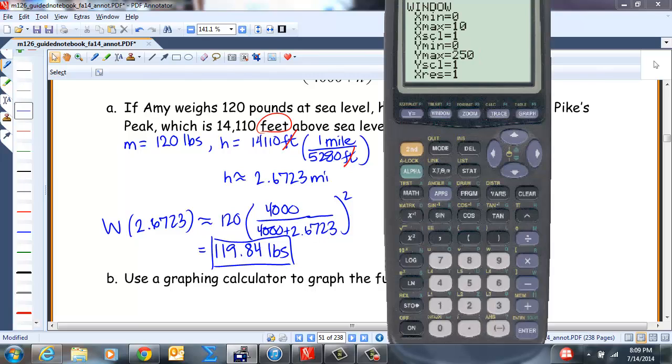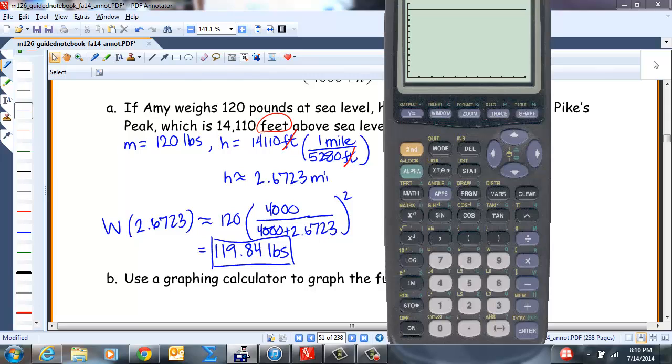Although it should be somewhere around 120, right? Because that's what the person's weight is at sea level. So you know what? We'll just do 120, 130, I think will be good. And then the y scale, we could do by 10 or 5. We'll just do by 10. Let's see what this graph looks like. Not very illuminating, is it?